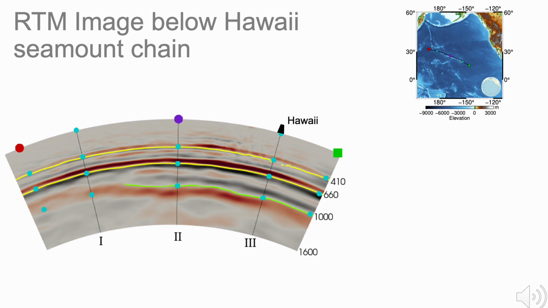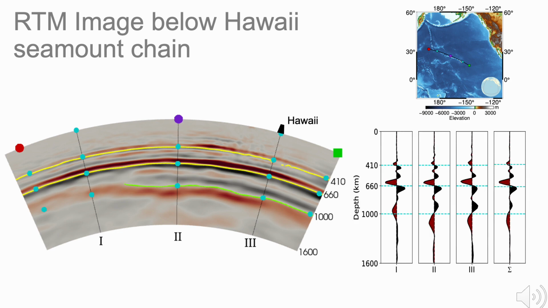By comparing the polarity with the one from 660, we notice that there is a polarity change for this discontinuity, which may indicate a reversal of the impedance contrast. We also extract 3 profiles from this final image, as shown here, and we calculate their summation on the last panel.